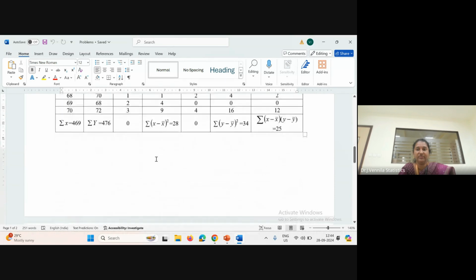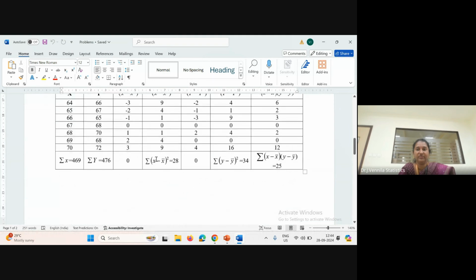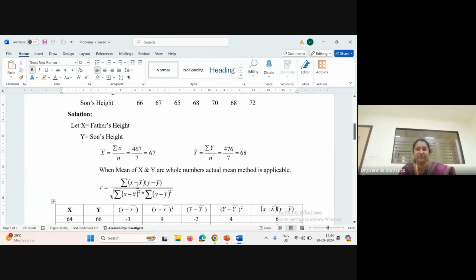Already I gave two formulas, right? Do you remember? Summation x minus x bar into summation y minus y bar, divided by root of summation x minus x bar the whole squared into summation y minus y bar the whole squared. For correlation we have a total of 9 formulas. You can use any one of them. This is one of the formulas.